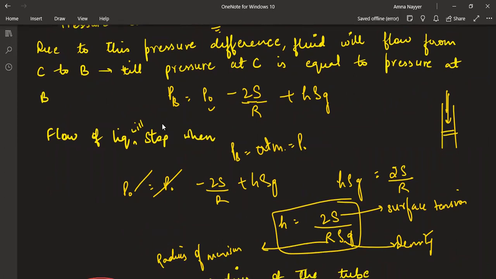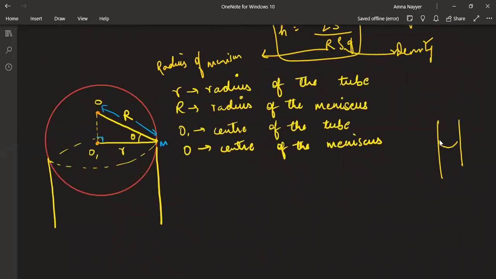I'll show you here. Look here. One is your tube. This is your meniscus. So if you complete this circle, this radius of meniscus will be there. A radius will be there for the meniscus. Meniscus was this curve that was obtained. If you extend it, you can get a circle. That is the radius of meniscus, capital R. Capital R is the radius of meniscus.